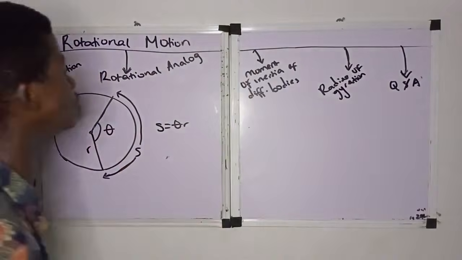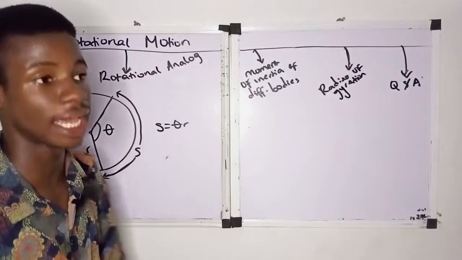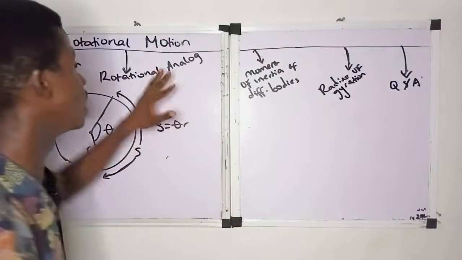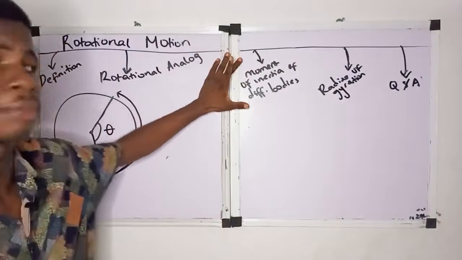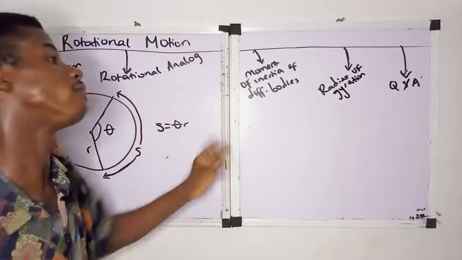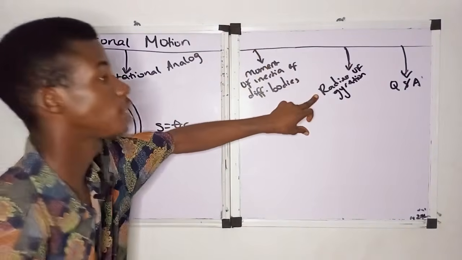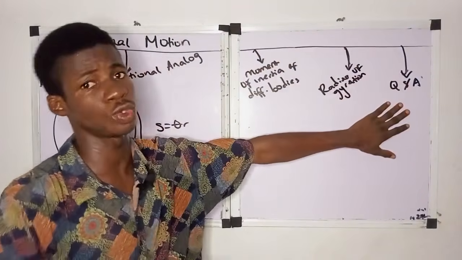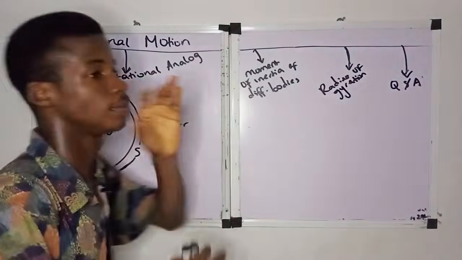First part, we talk about definition, whereby we define rotational motion and differentiate it from circular motion. Second part, we talk about rotational analog. The third part, we talk about moments of inertia of different bodies. This part is very important. The fourth part, we'll talk about radius of gyration, while the last part, we'll do questions and answers relating to this topic.